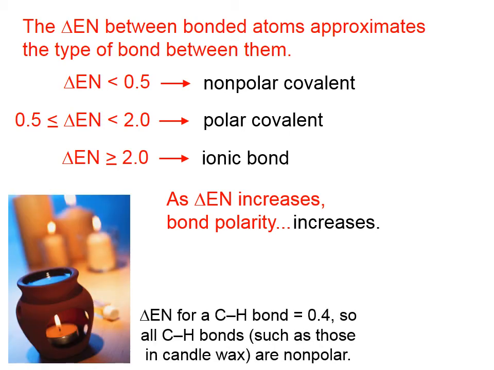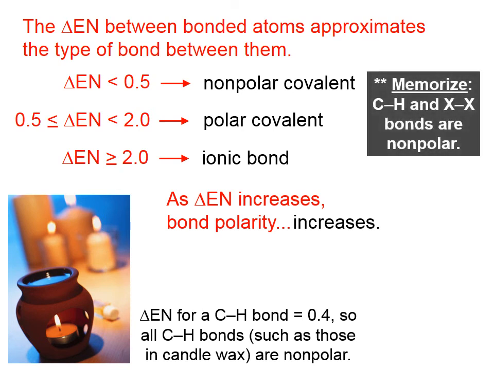CH bonds have an electronegativity difference of 0.4. So if you look at our first statement right up here at the top of the screen, if the electronegativity difference is less than 0.5, that's considered a nonpolar covalent bond. As you can see on the right side of the screen, I think it would be a good idea for you to memorize that carbon-hydrogen bonds are nonpolar, and of course, any bond between identical types of atoms would be nonpolar because the electronegativity difference would be 0 for those.